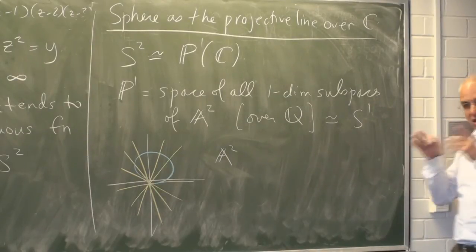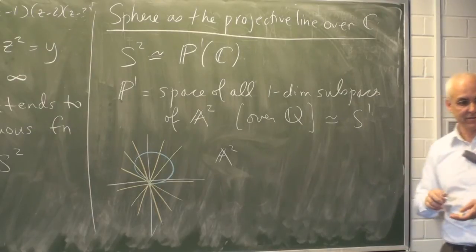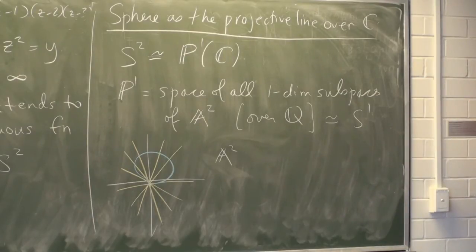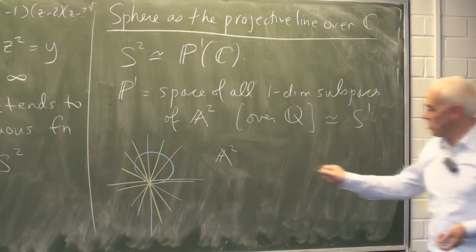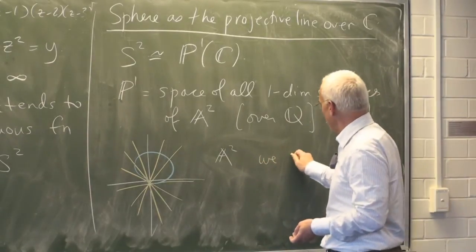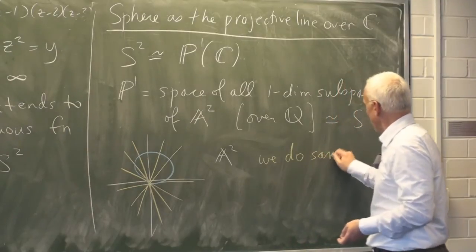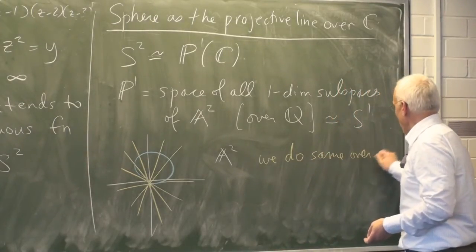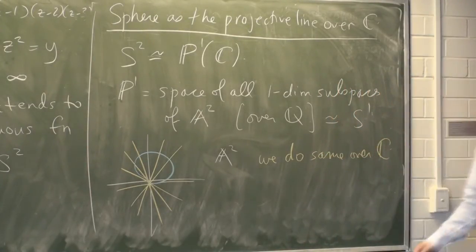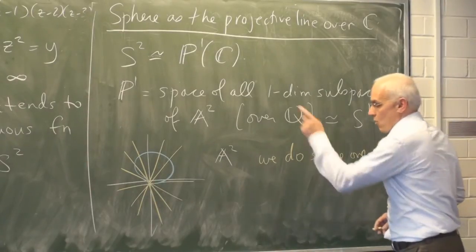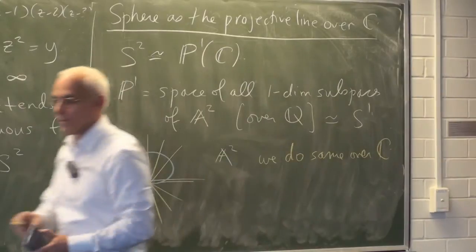Now we're going to look at that same situation but complexify it. We're going to complexify that same picture. So we look at the same thing, we do the same over the complex numbers. All right, so let's see how that goes, and let's see why we get a sphere.